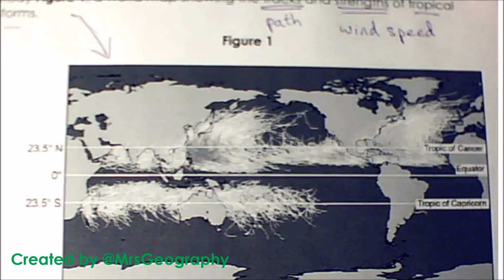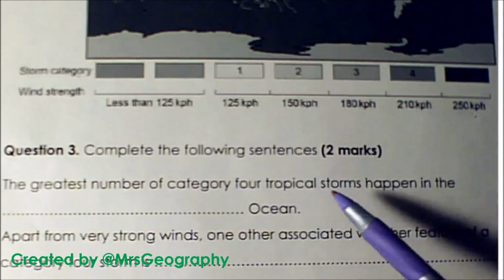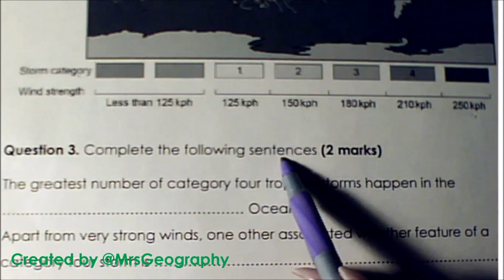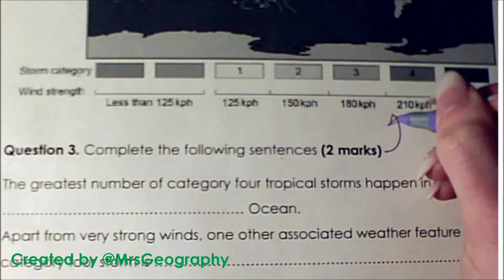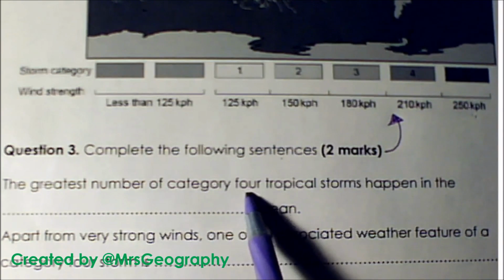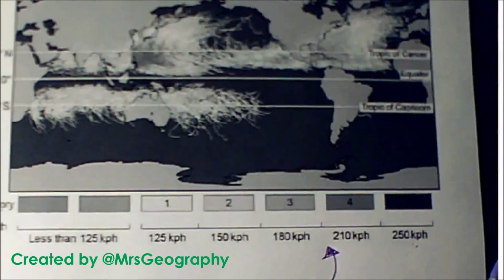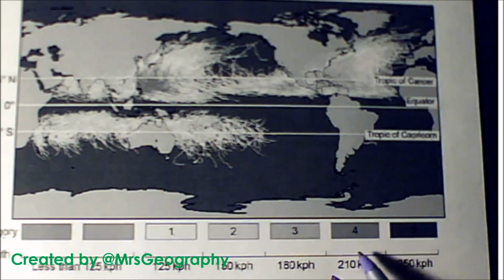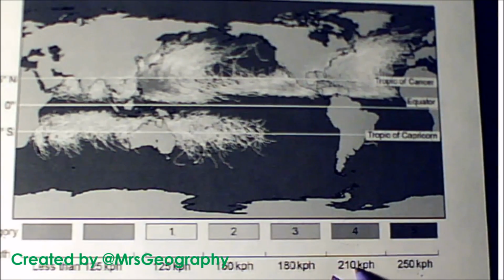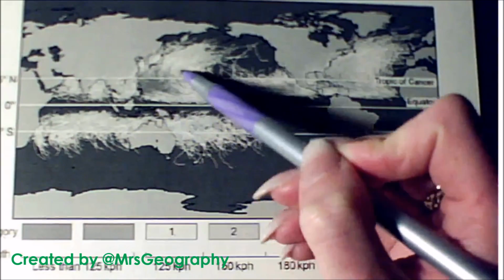So let's look at question 3. Question 3 asks us to complete the following sentences. Now obviously you have to refer back to figure 1. Now it's worth 2 marks. That is because there are 2 empty spaces. So the greatest number of category 4 tropical storms happen in the something ocean. So this is where you need to think, okay, category 4, 210 kilometers per hour, so it's got to be a darker shade, possibly happening in this region.